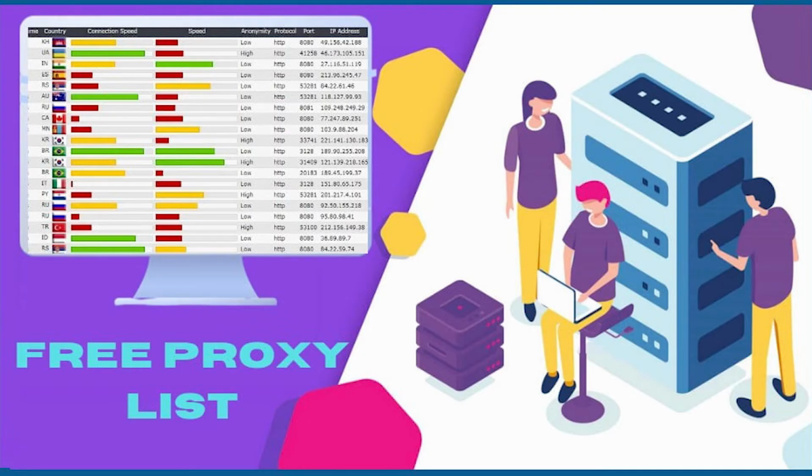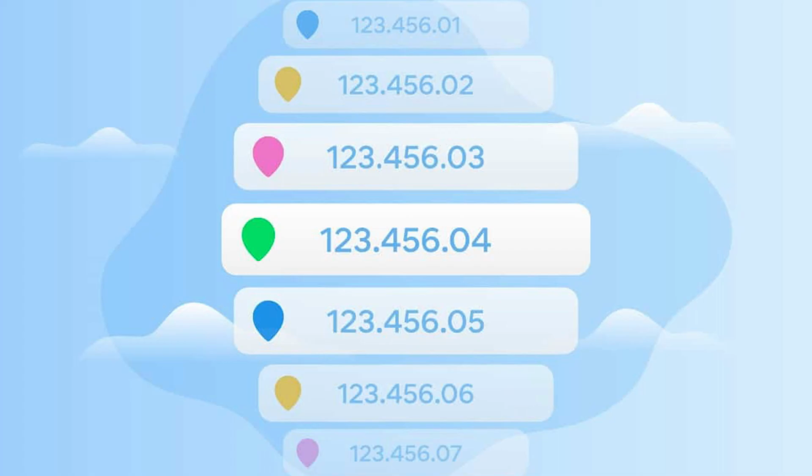The public proxy is the most insecure and unreliable. They fall off at any time and are vulnerable to hacker attacks. Finding free public proxy lists is not that difficult, but finding a good public proxy is nearly impossible.